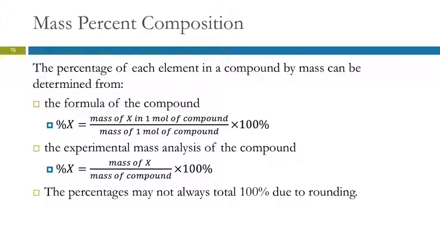If you calculate the mass percent for each element in a compound, they should add up to 100%. That might be a little bit off. You might end up with 101% or 99.5%, and that's due to rounding, and you shouldn't be concerned about that.